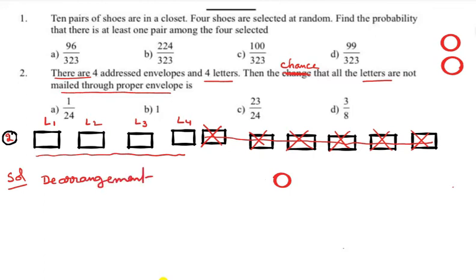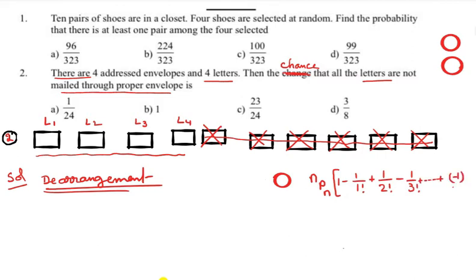I hope everyone is familiar with the derangement principle. Out of n letters, the number of ways all the n letters go to the wrong address is n! times (1 minus 1/1! plus 1/2! minus 1/3! plus and so on plus (minus 1) to the power of n divided by n!). That means all the letters will go to the wrong address.